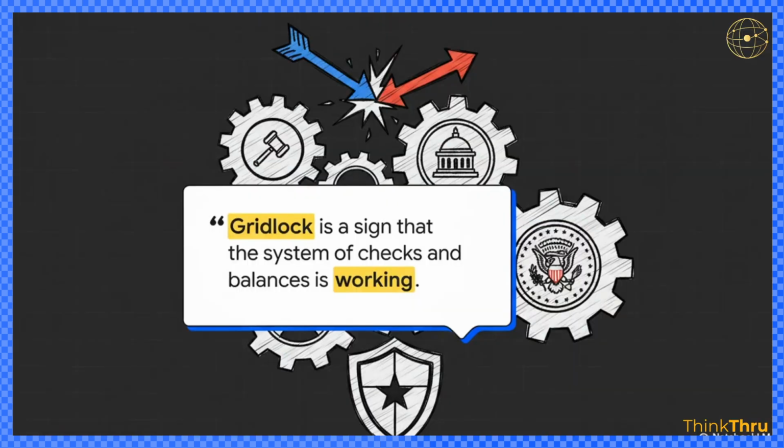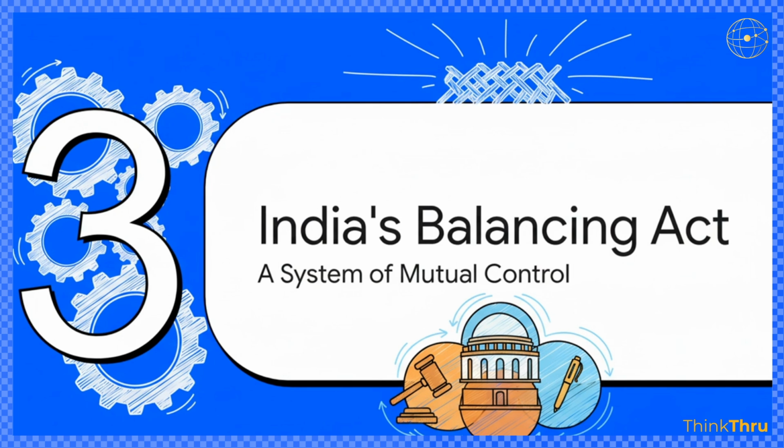Now, what's really fascinating about the US model, which was largely designed by James Madison, is how it views conflict. You might think that political gridlock, where nothing gets done, is a bug, a system failure, right? Nope. To Madison, that was a feature. He thought gridlock was a sign that the system was working, that it was preventing any one group or a tyranny of the majority from just steamrolling everyone else. It's friction by design.